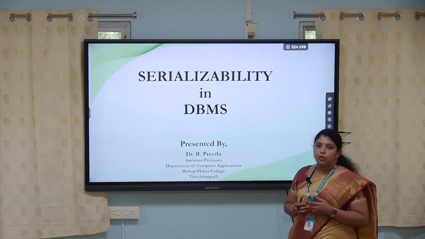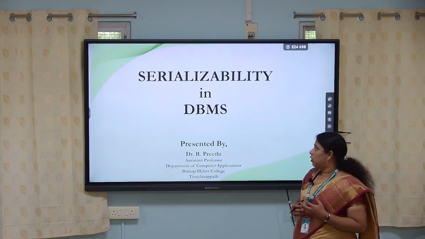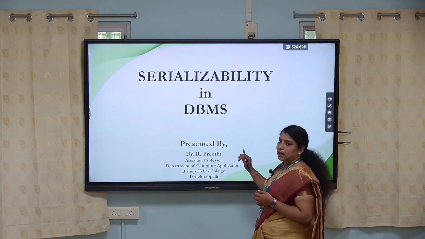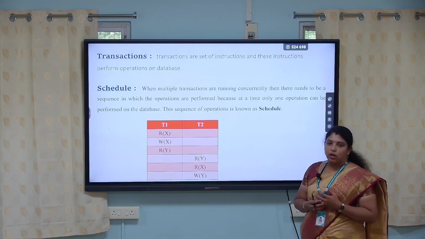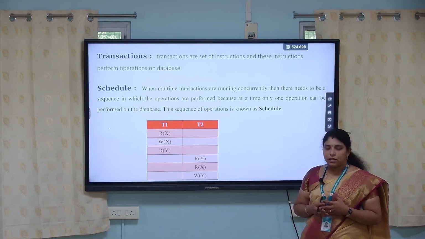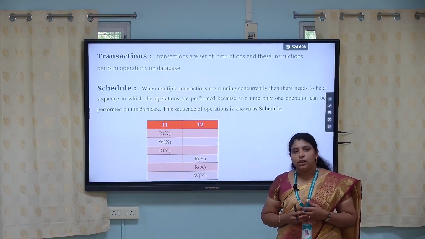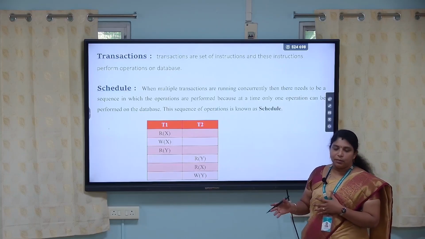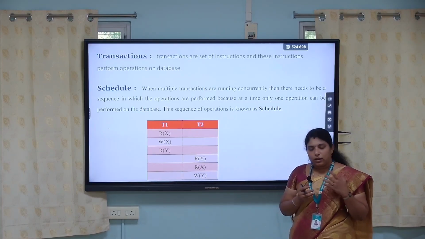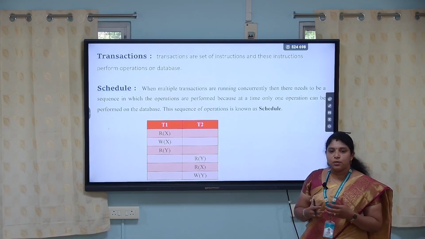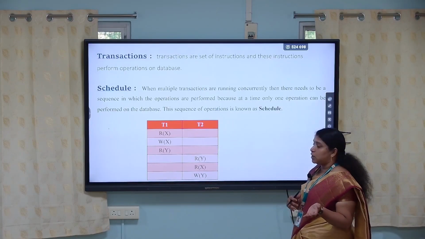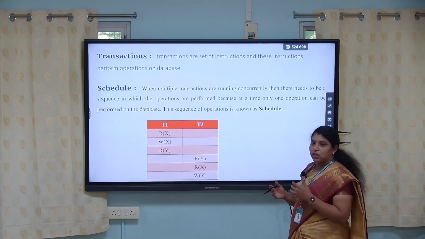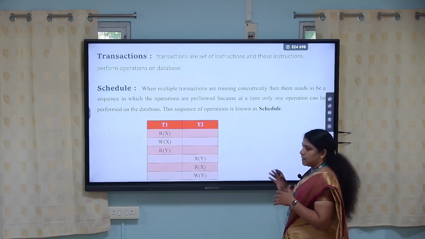Today I would like to share a lecture on the topic Serializability in Database Management Systems. Before getting into the topic, the set of instructions that are executed are called programs in programming languages, and a set of processes or jobs in operating systems. Similarly, in a database management system, the set of instructions are called transactions.